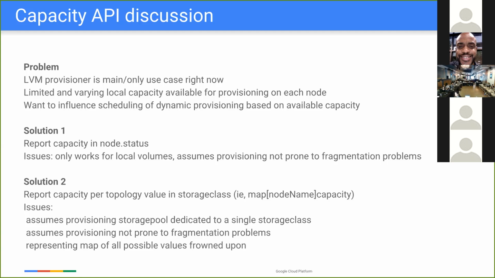The first solution only works for local volumes, assume everything not fragmentation problem. Yeah, so LVM doesn't have a fragmentation issue because it can stitch together multiple blocks on a continuous volume. But as an example, if you wanted to implement a local volume provisioner based off of RAID 0 and partitioning, then you could end up with fragmentation issues.